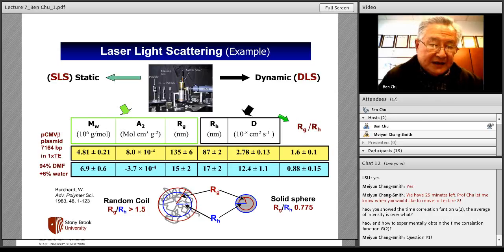And this has been discussed quite a while ago, around 30 years ago, by Walter Burchard in Advanced Polymer Science. These all can be calculated very precisely, and so you know roughly exactly what the deviations are.